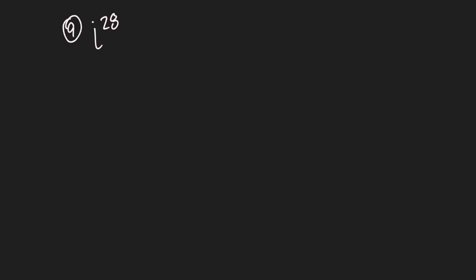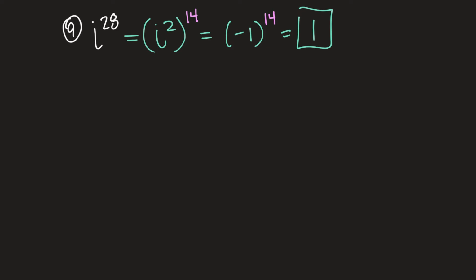Okay, so we have i to the 28th. So remember, we write these all as a base of 2. So then it's a question of, does 2 go evenly into 28? So you can do 28 divided by 2, and you'll find that it goes evenly to a power of 14. So then my i squared becomes negative 1 to the 14th. And remember, we talked about a negative to an even will be a positive, a negative to an odd will be a negative. That means that a negative to an even 14 will be a positive 1.